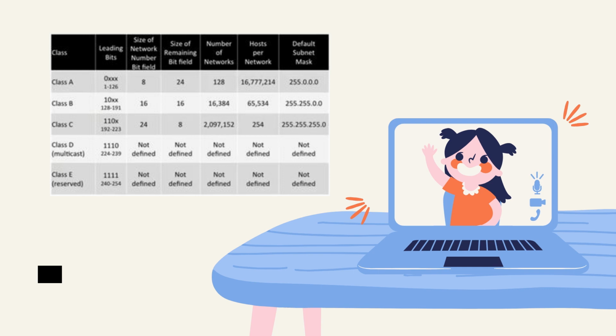That's because of the leading bits of that particular IP address. When there is a subnet mask of 255.255.0.0, that means we could have 16,384 networks, and on each of those networks we can have over 65,000 hosts. One very common subnet was the class C subnet, where your IP started with 192 all the way up to 223, and you could have over 2 million networks. On each network you could have a total of 254 hosts.